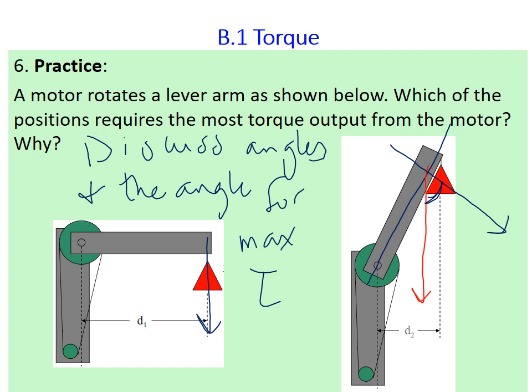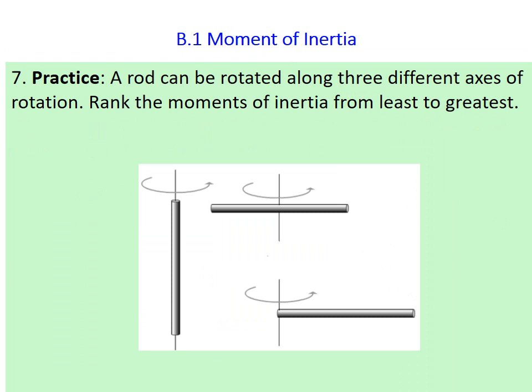Okay, next up, practice number 7. Practice number 7, moment of inertia, everyone's favorite, right? Okay, a rod can be rotated along 3 different axes of rotation. Rank the moments of inertia from least to greatest.